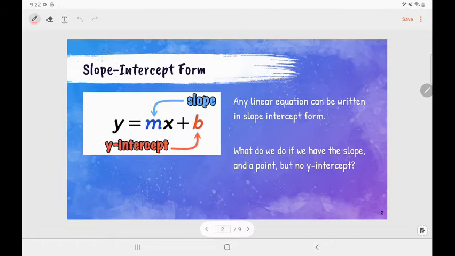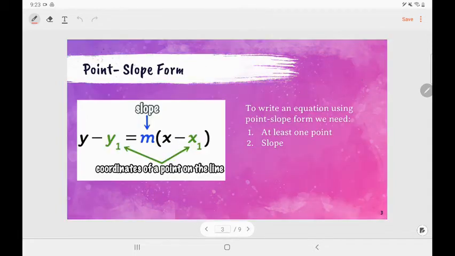Just to review one last time, remember that slope-intercept form is y equals mx plus b, and any linear equation can be written in this format. Well, what do we do if we have a slope and a point but no y-intercept? We can figure out what the y-intercept is. We're going to talk about two different methods, and you're welcome to choose which one works best for you. So the first method is called point-slope form.